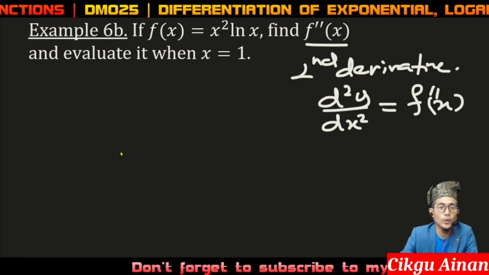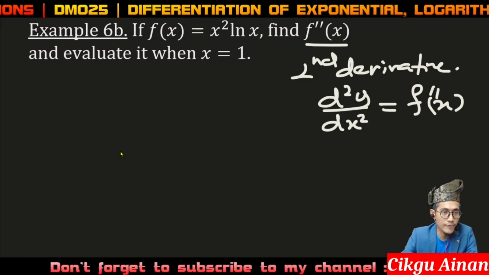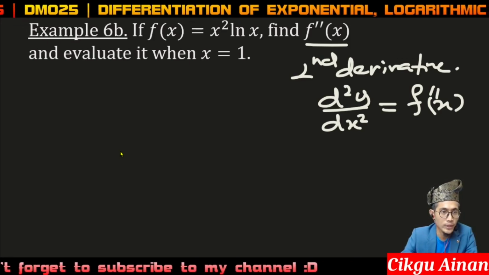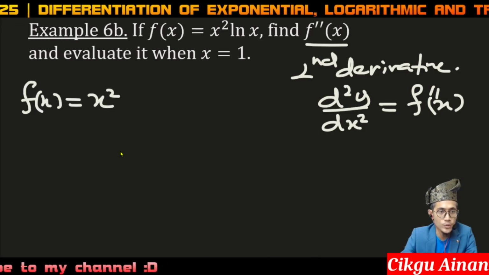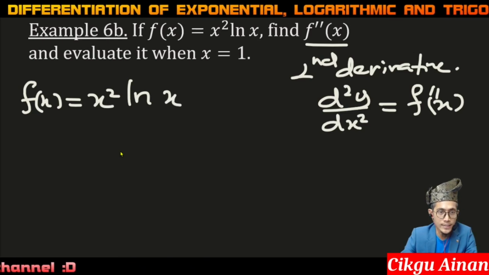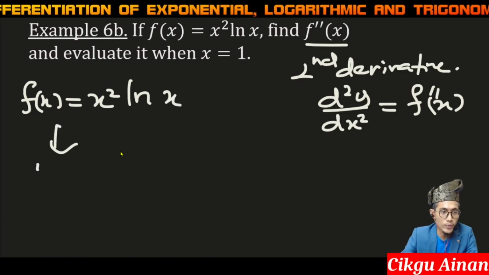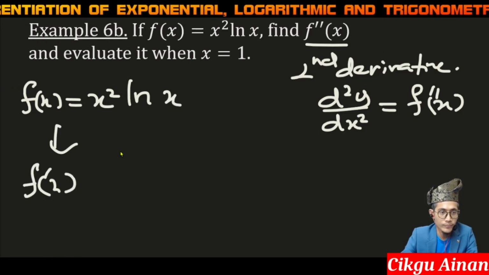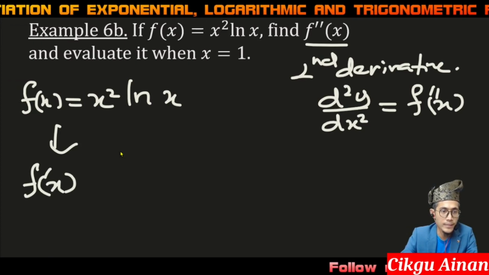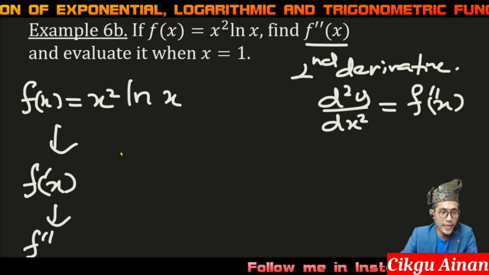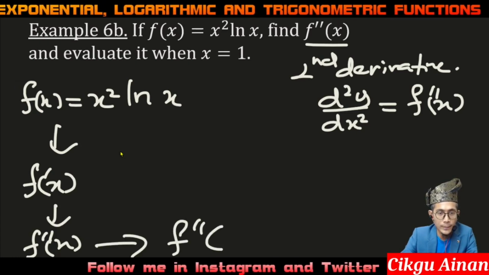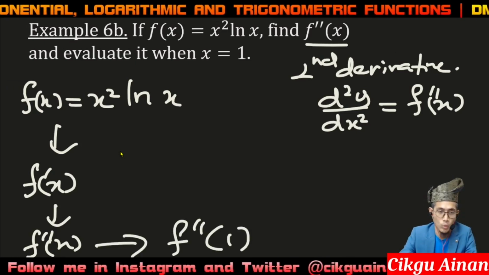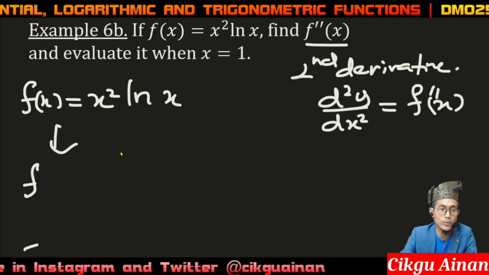So what we have to do first, from f(x) over here, I write first: f(x) equals x squared ln x. And then from there we need to find f prime, and then we need to find f double prime, and then we need to find the value of f double prime when x is 1. So we do one by one.